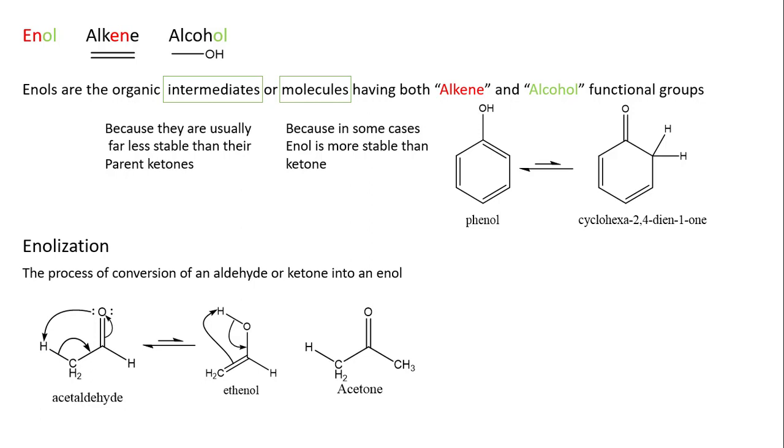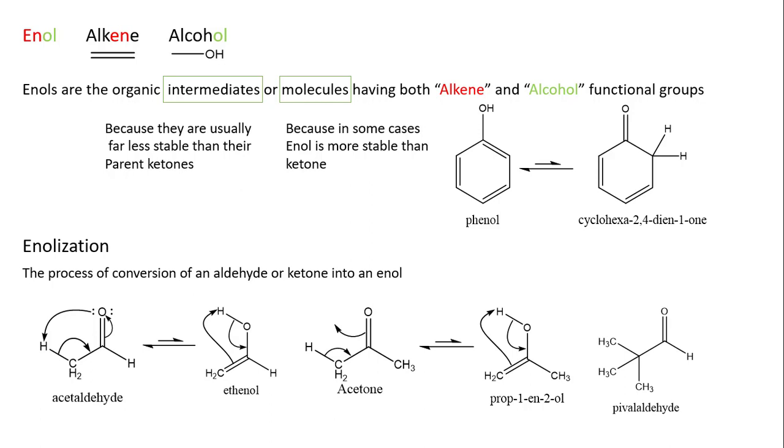We can say that the carbon-oxygen bond will be shifted between the oxygen and the alpha hydrogen, as we have shown here, and the carbon-hydrogen bond will be shifted between the alpha carbon and the carbonyl carbon. And what we will get is the corresponding enol. The corresponding enol can be reverted back to the parent ketone by the process as I have told you before.